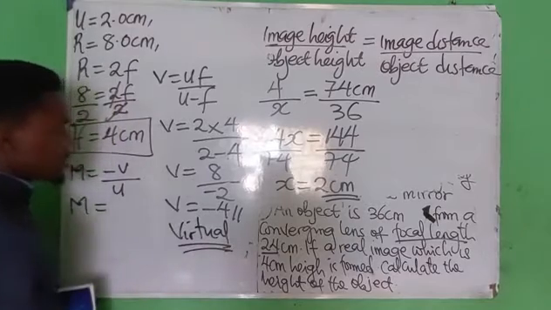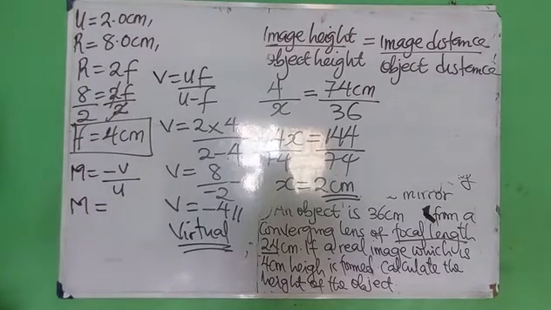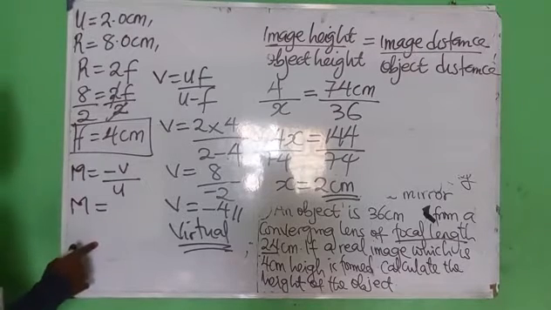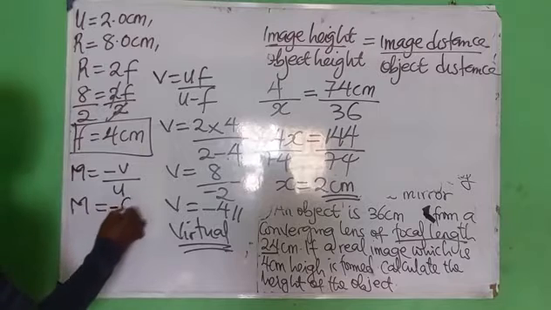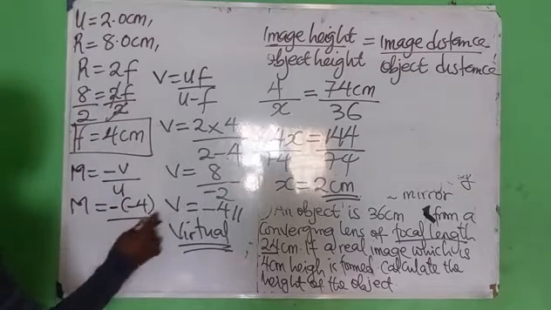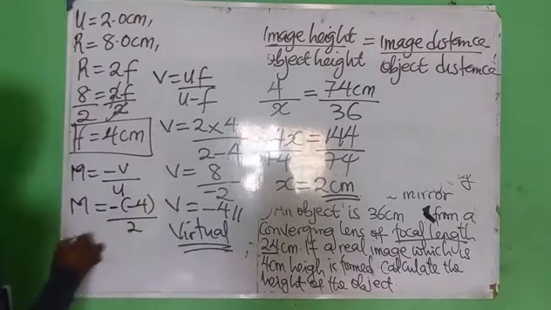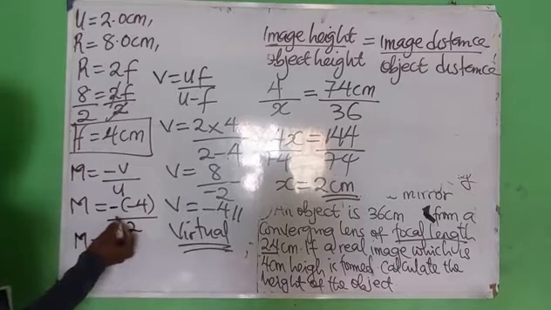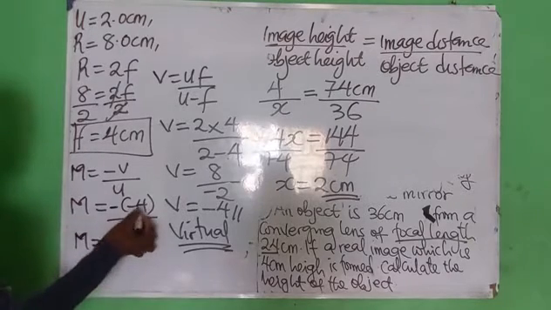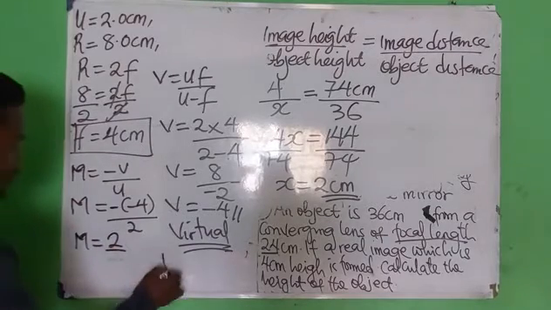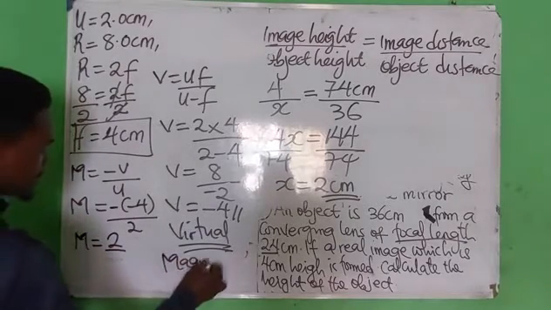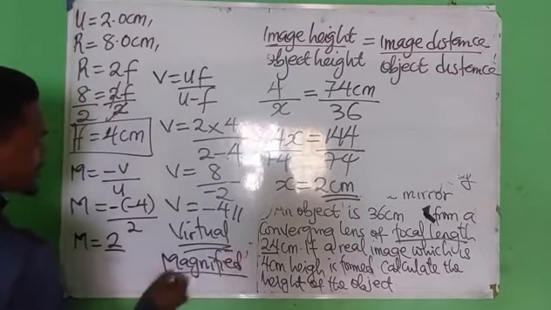If it was positive, it would have been real. Okay? So to calculate the magnification now, it becomes minus 4 over 2. Minus times minus is plus. So 4 divided by 2 is 2. Therefore, the image is magnified.